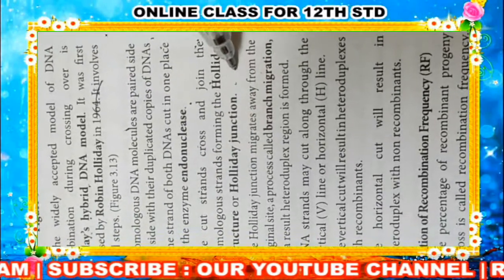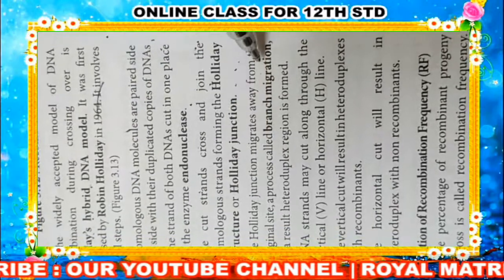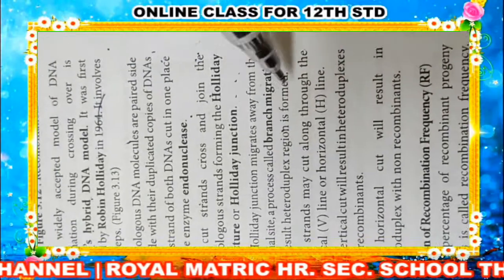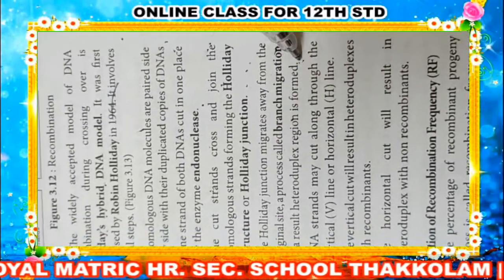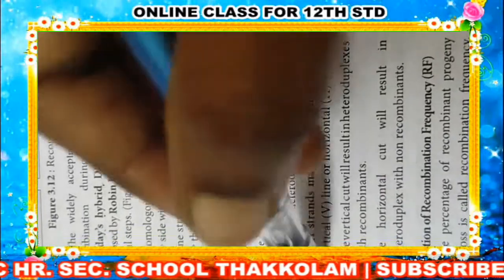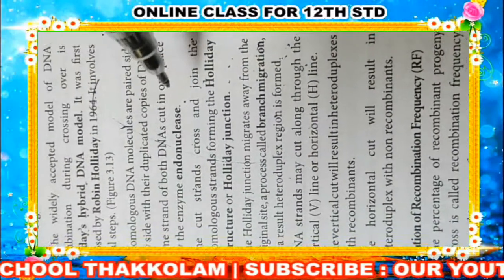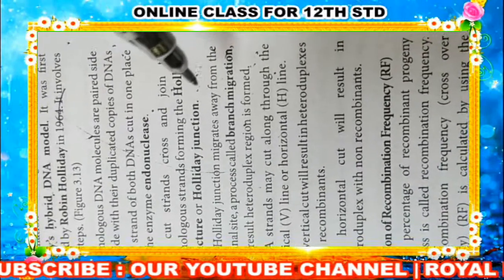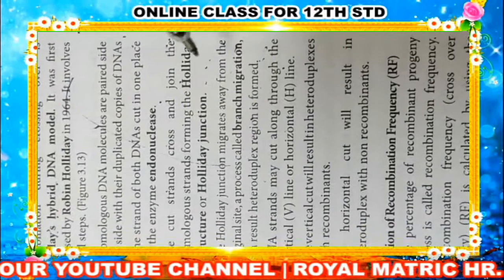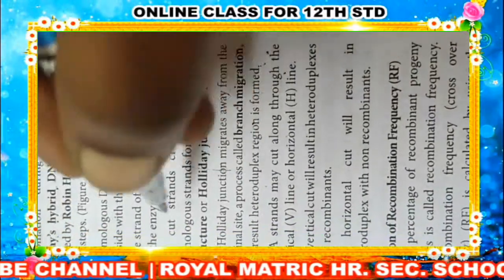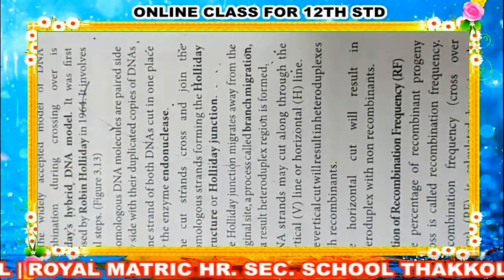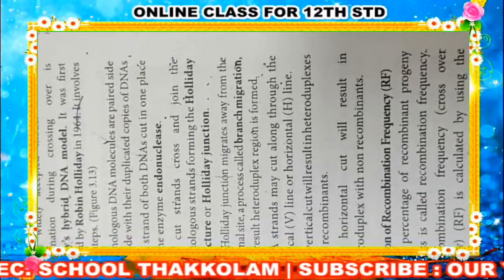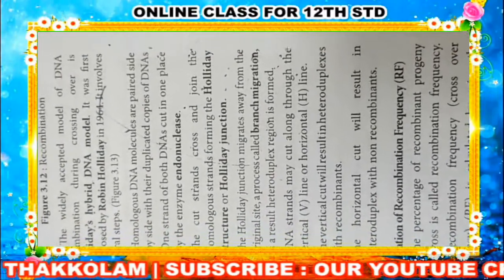The Holliday junction migrates away from the original site and undergoes branch migration. As a result, a heteroduplex region is formed. The DNA strand is cut either along the vertical or the horizontal line. The vertical cut will result in the heteroduplex with recombinants and the horizontal cut will result in the heteroduplex with non-recombinants. If the vertical cut is done, it will form a recombinant, whereas when the horizontal cut is done, it will form the non-recombinant, the original parent itself.